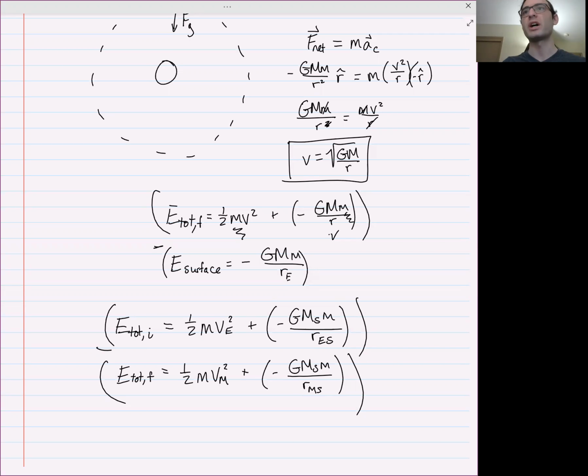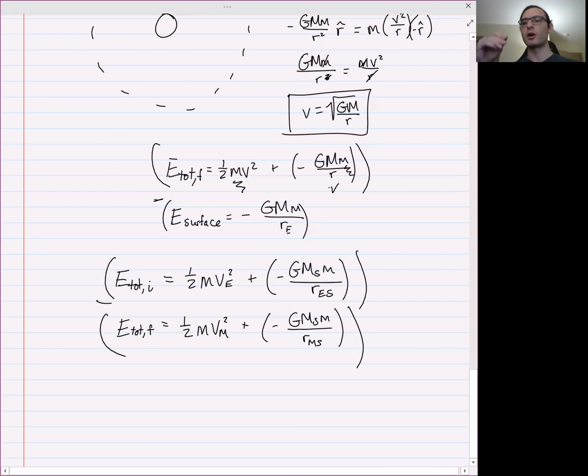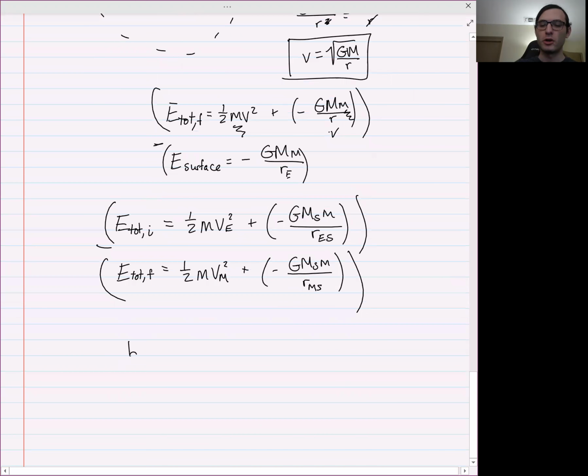What you'll find is that the energy difference between the surface of the Earth and the Hill sphere, that really far distance away from the surface of the Earth for part B, the change in energy required is something like 6 times 10 to the 11th joules, which is a lot. It takes a lot of energy to get off the surface of the Earth.